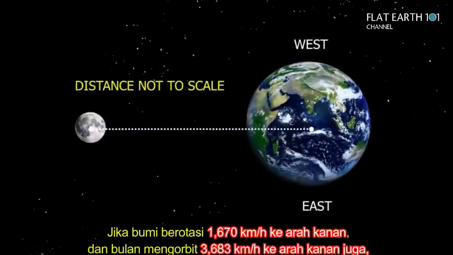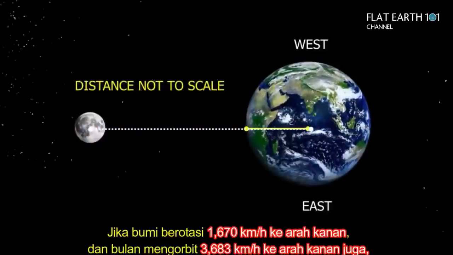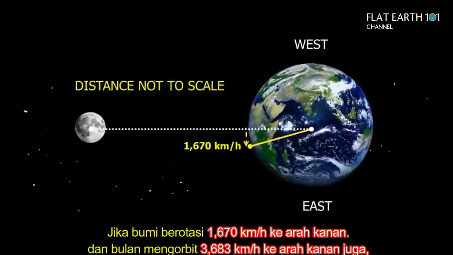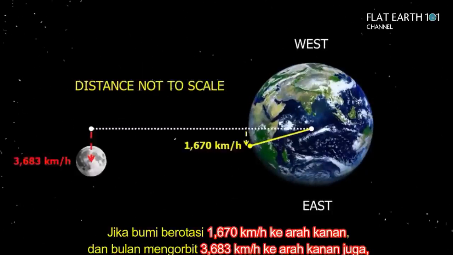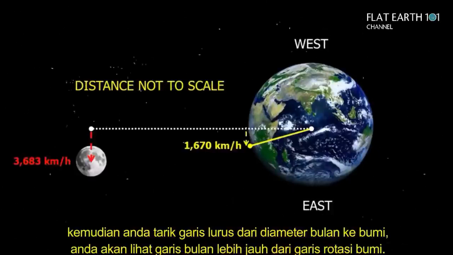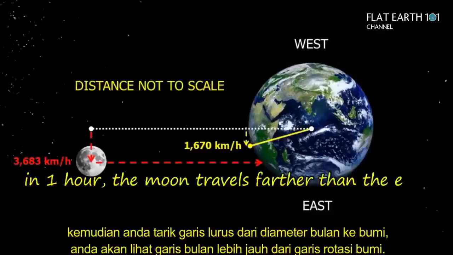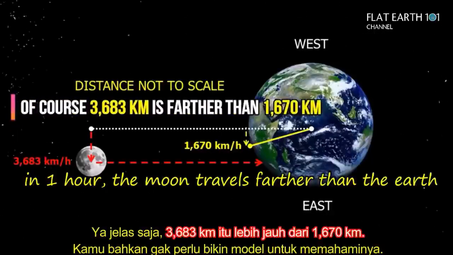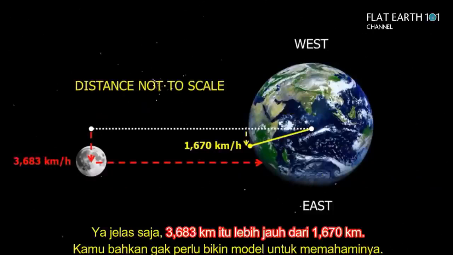If the Earth rotates 1,670 kilometers in 1 hour to your right, and the moon orbits 3,683 kilometers to your right too, then you draw a straight line from moon's diameter to the Earth. You will see the moon's line is farther than the Earth's line. But of course, 3,683 kilometers is farther than 1,670 kilometers. You don't even need a model to understand.